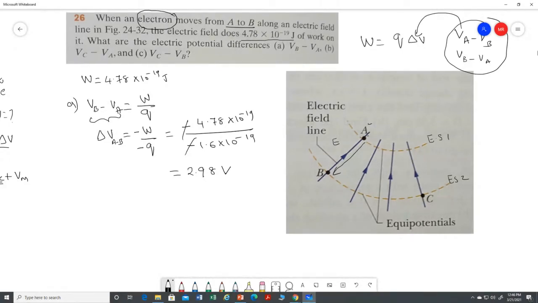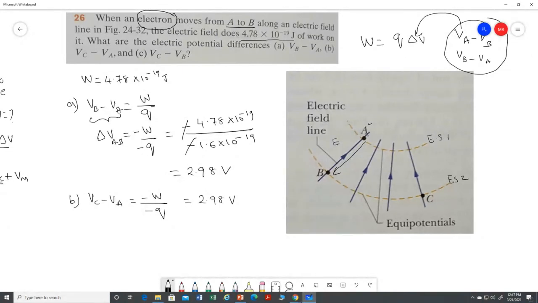What is your second question, my dear? Tell me the second question. VC minus VA, which is equal to, again, negative of work done over negative of charge. Am I right, my dear? You can see here VA, VB and VA, VC. Both will give the same answer. Am I right? So what will be the answer for the B question? Exactly 2.98.